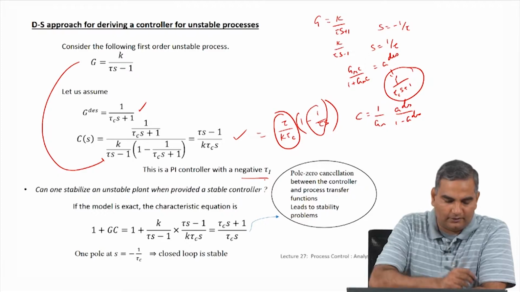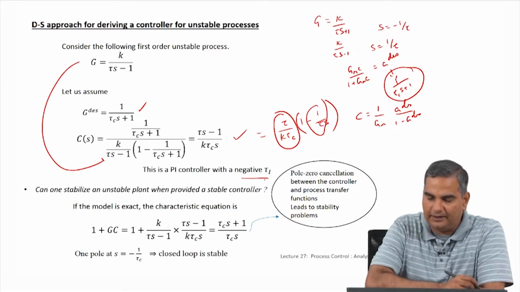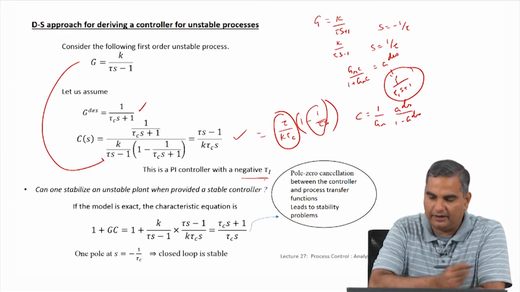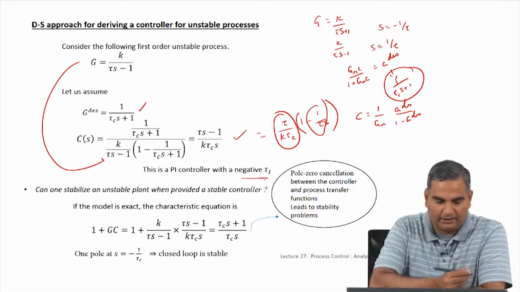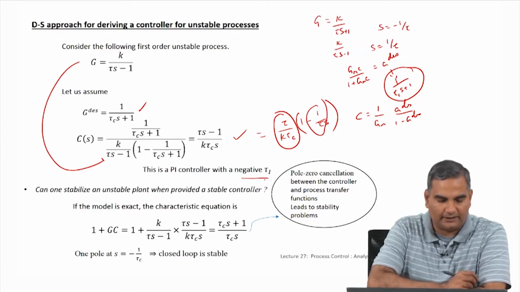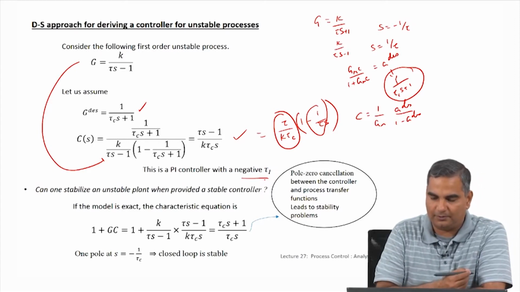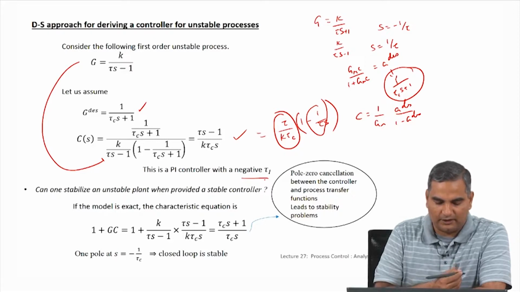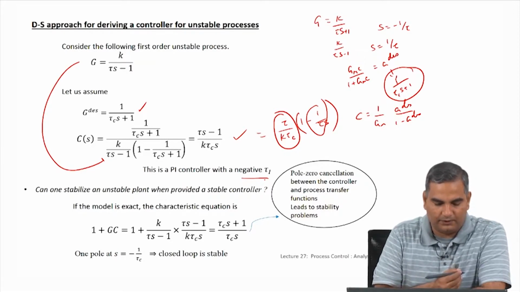So now I look at this controller and say, well, this is a PI controller which is implementable, and I have an unstable process, and I have got the G desired, which is stable. So it seems like I can always get a controller that will stabilize this first order unstable process and give me a closed loop response which is stable. Okay. So then we can ask what is the problem with this?